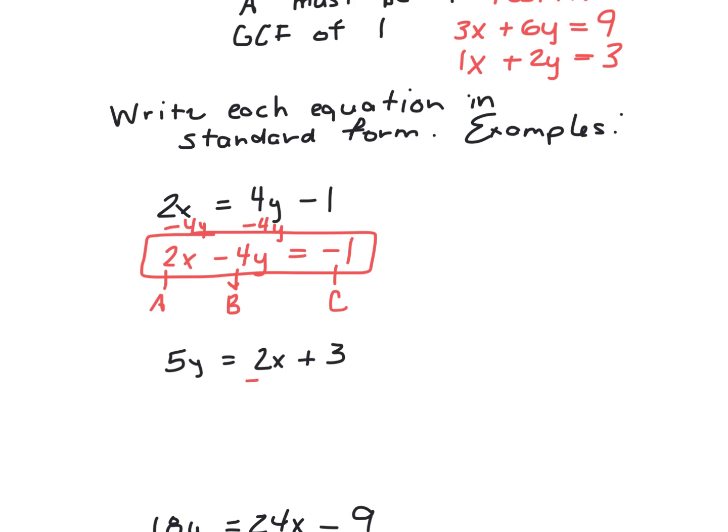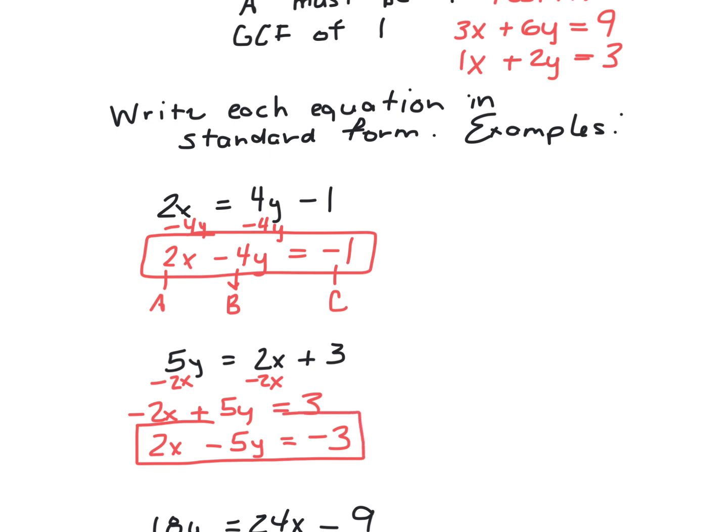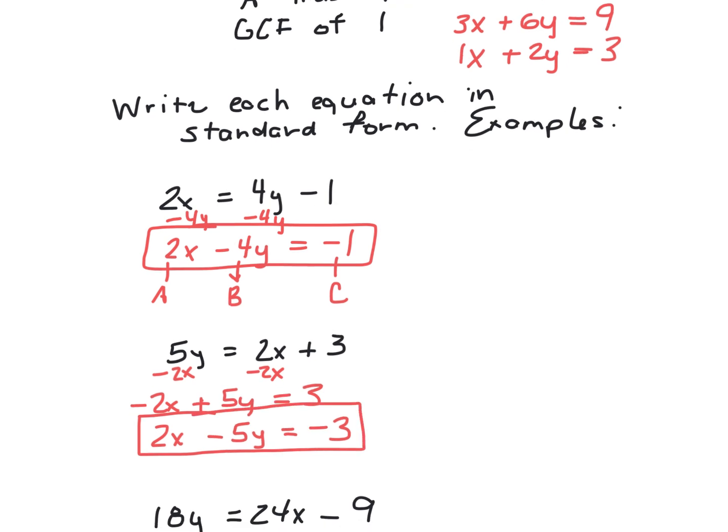This next one here, I could subtract 2x. So now I've got -2x plus 5y is equal to 3. I'm getting close, but my a value is negative. So in this case, I would multiply everything by -1, which basically just changes the sign of each term. And now that would be in standard form. My a value would be 2, my b value would be -5, and my c value would be -3.